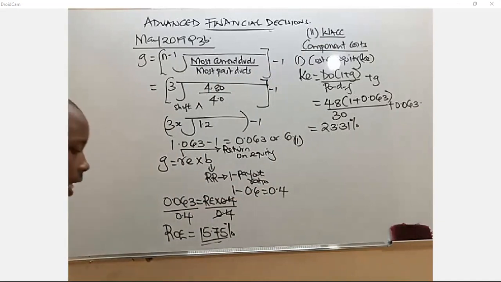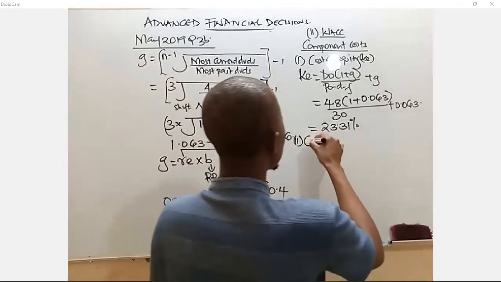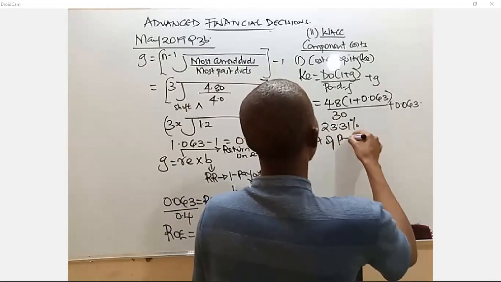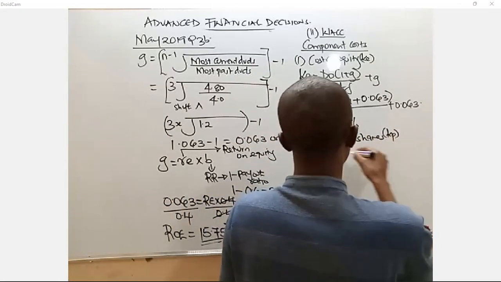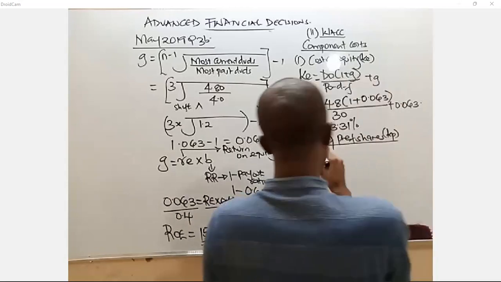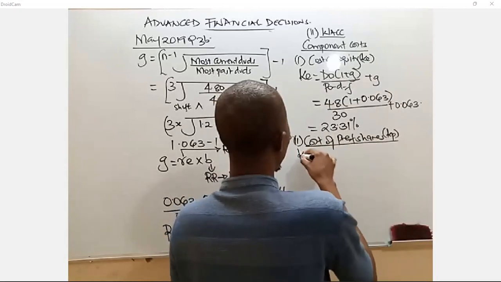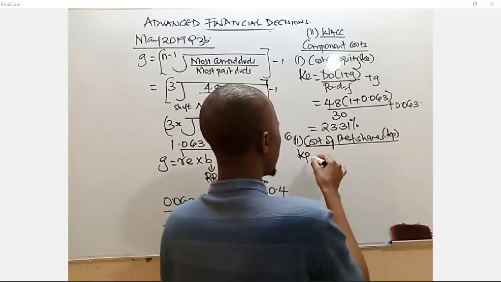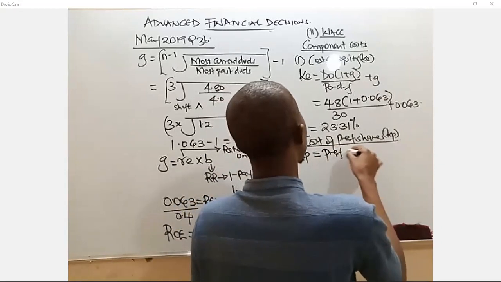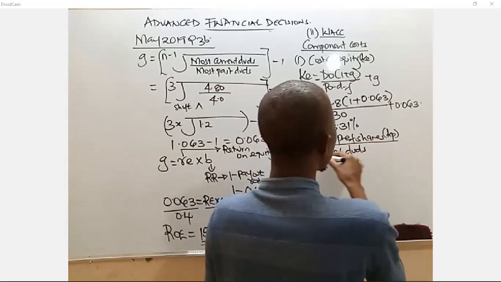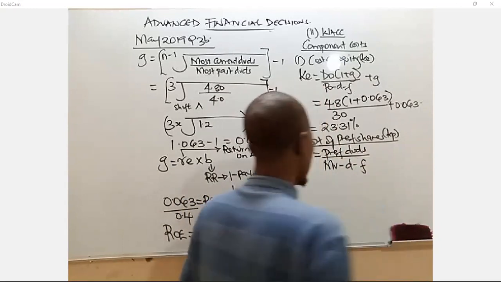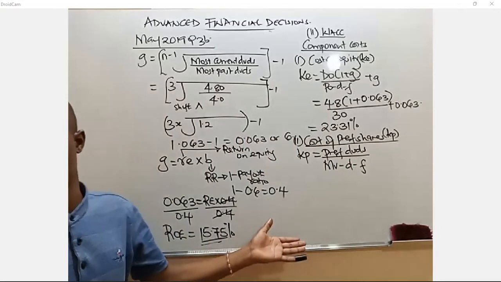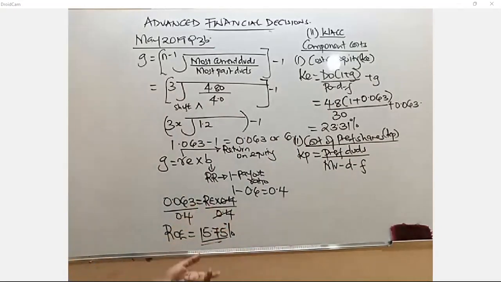Now, in this case, allow me to calculate the cost of preference shares, KP. You can just write your formula. To get my KP, I should take the preference dividends, divided by the market value, and in case of a discount or flotation cost, I subtract it down there.